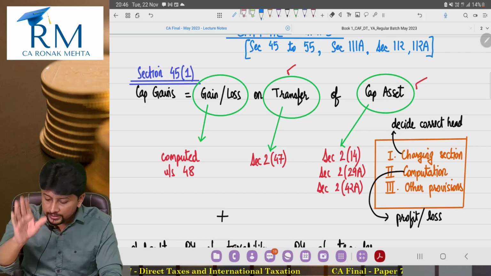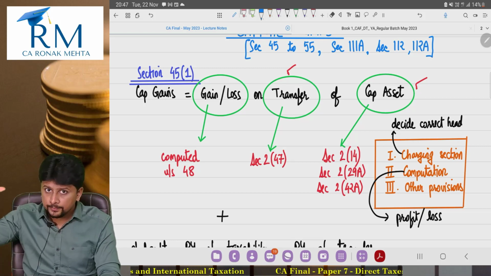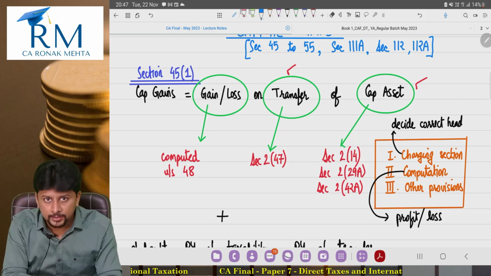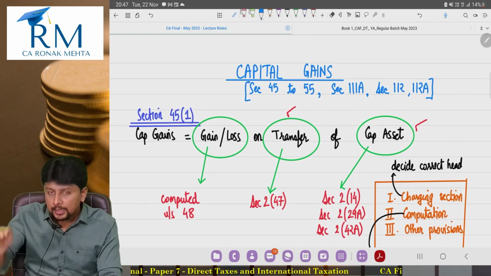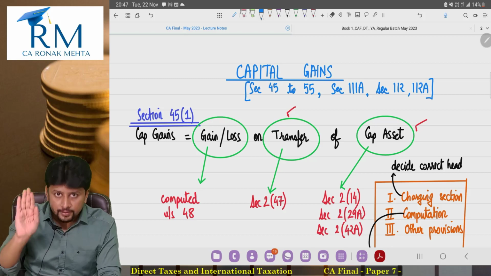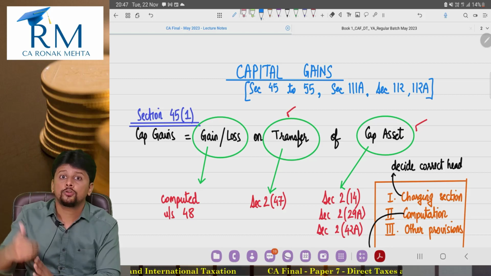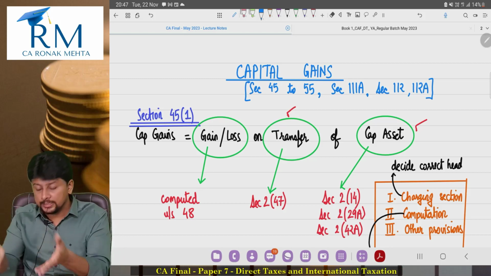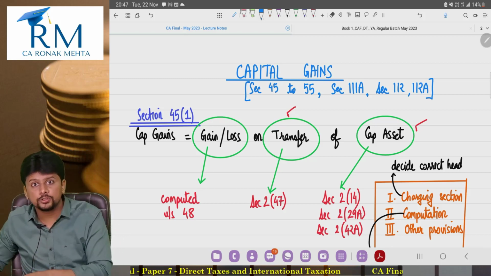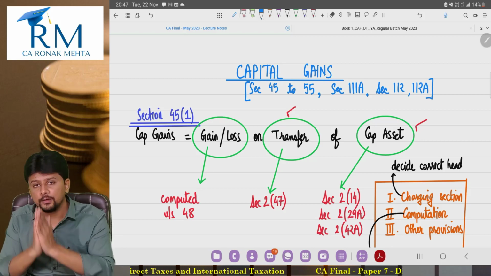Chalo, with this my 45.1 gets over. Now I will take the chapter ahead. In my tomorrow's lecture we will discuss the further sections. We've done 45.1, we've done various other sections. Now how to study this chapter, how to take it forward, in what sequence should you study. There are so many sections, na? In what sequence will you study the chapter? That's how I will begin our tomorrow session.